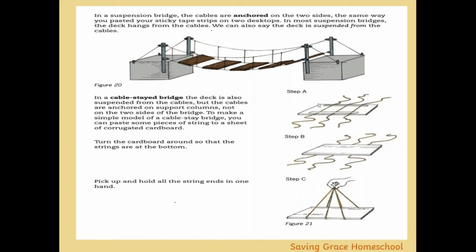So this here is a second type of bridge that works on a similar principle. It's a cable-stayed bridge. So to build a model of this, take a piece of cardboard, run 3 lengths of string across it, and use sticky tape to affix these to the underside of it. Then flip it around and pull the strings up to a central point in the top, like figure 21. So now you've got a cable-stayed bridge. There's a single support that holds up this bridge, and you can go across it, and these cables here do the supporting of the bridge.